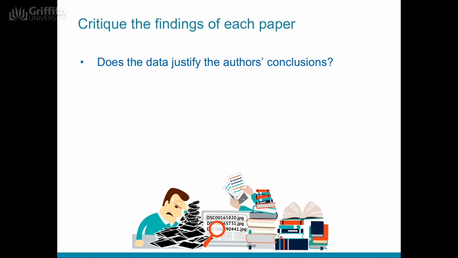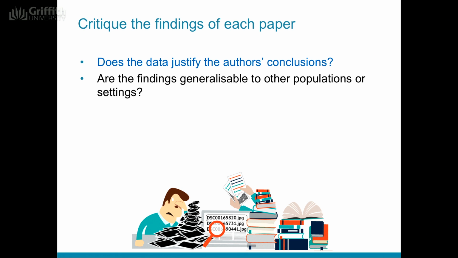So the authors always come up with a conclusion. Take a look at the data. Does it justify the author's conclusions? Don't just read the discussion and believe the authors. You've got to go and look at the data and make sure that it does justify what the authors say it does. And then you've got to look, are the findings generalisable to other populations or settings? Or is this going to have very small relevance to anybody else?